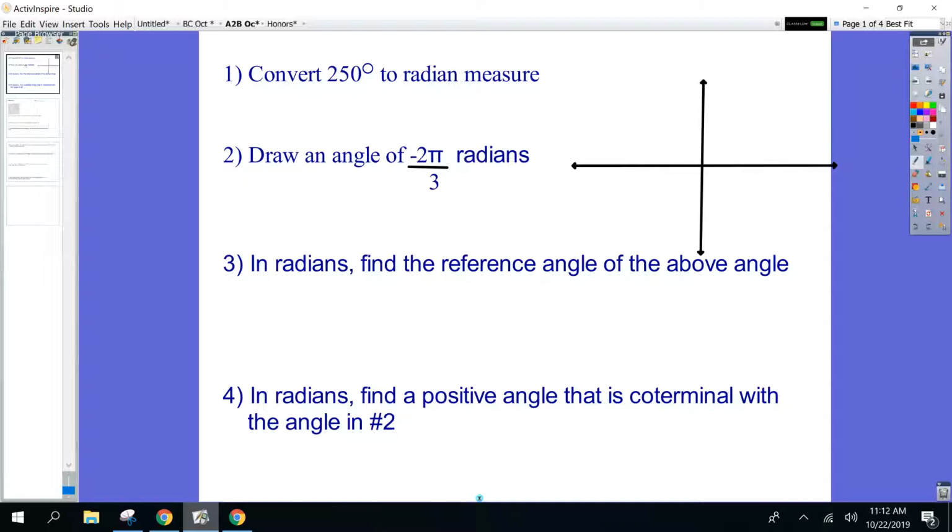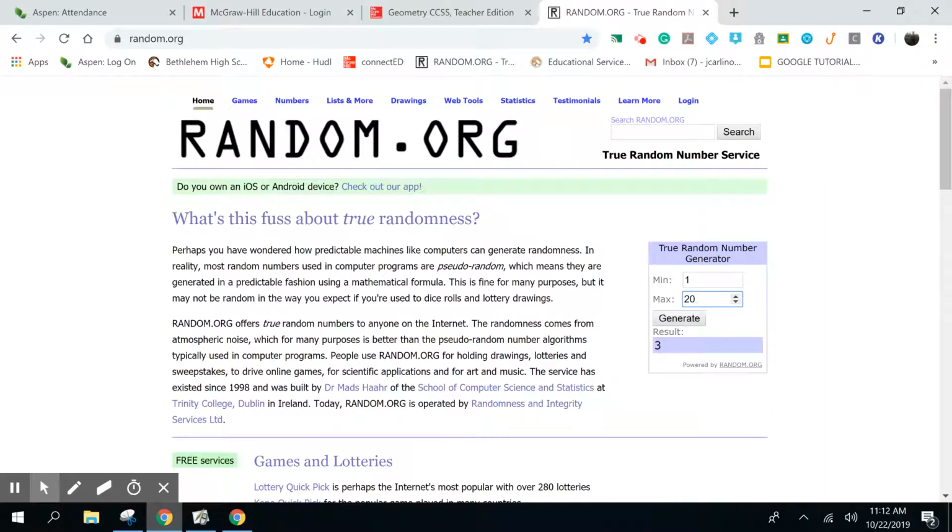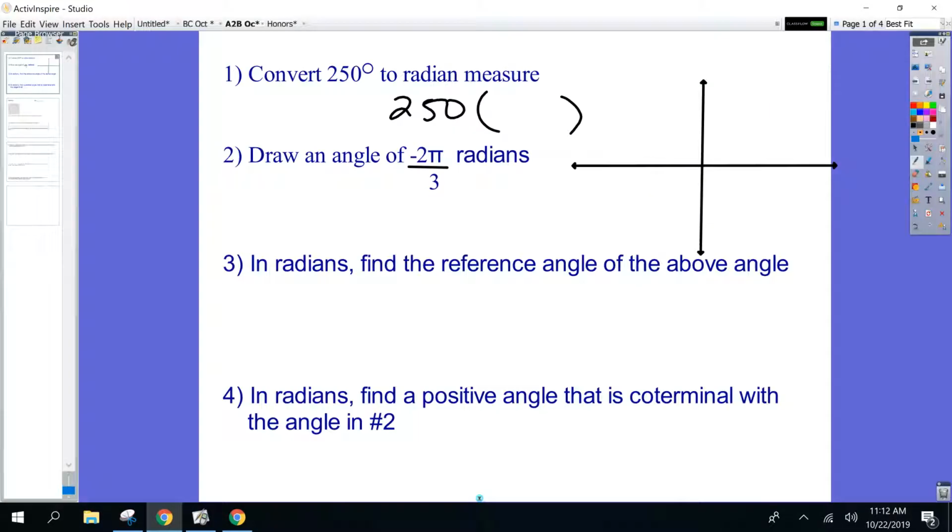Okay, 250 degrees into radians. Hopefully by now we know where to go on the formula sheet, what to multiply by, and how I want the answer left: not as a sloppy decimal, but as something nice and clean with pi in your answer. So I take my 250, and according to my formula sheet, what do you want to multiply by?